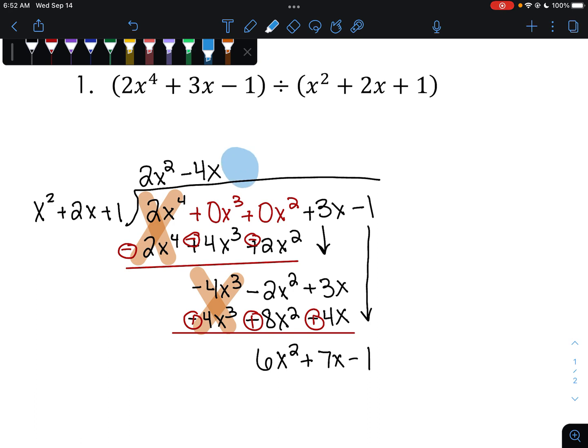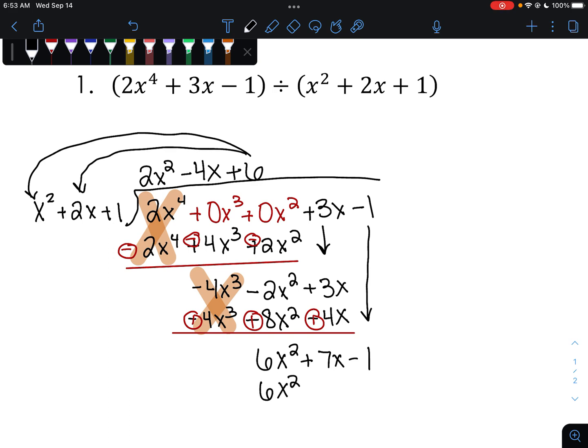So what times x squared gives us 6x squared? That would be a positive 6. So I'm going to multiply positive 6 times x squared. That would be a 6x squared. 6 times 2x is a positive 12x. 6 times 1 is a positive 6. We go ahead and draw our line, change all our signs.